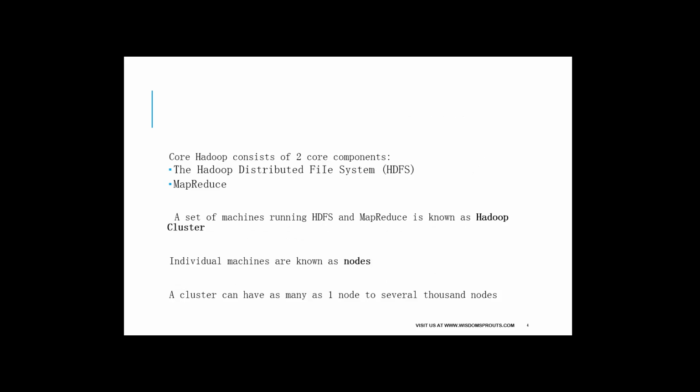Core Hadoop consists of two components: the Hadoop Distributed File System and MapReduce. A set of machines running HDFS and MapReduce is known as a Hadoop cluster. Individual machines are called nodes, and a cluster can have anywhere from one to several thousand nodes.